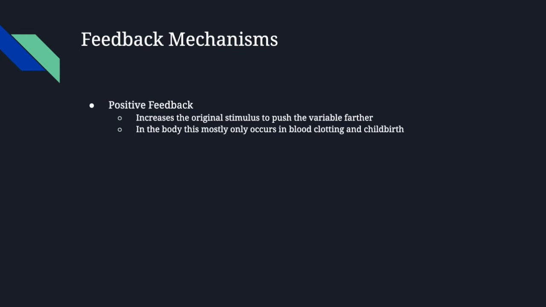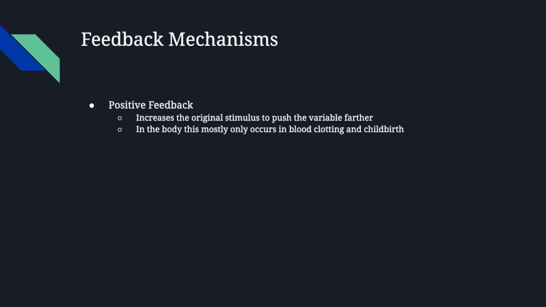When we have blood loss of some kind, we want our blood to clot, which is not a normal thing that happens. So it's pushing you away from normal, and that's why it's considered positive feedback. Childbirth is the other example.